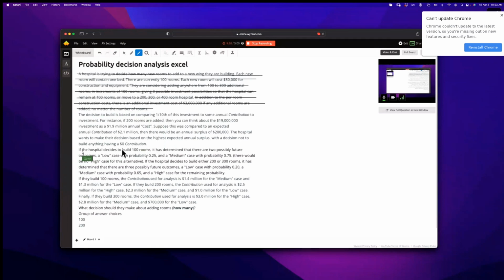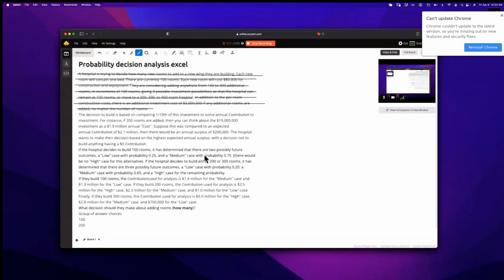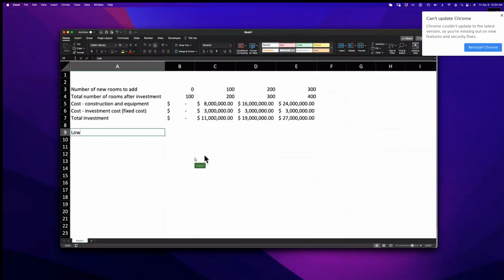So it says, if the hospital decides to build 100 rooms, it is determined that there are 2 possible future outcomes. A low case with probability 0.25 and a medium case with probability 0.75. So we can put that in for the moment. So this is called a low case probability, medium case probability, and a high case probability.